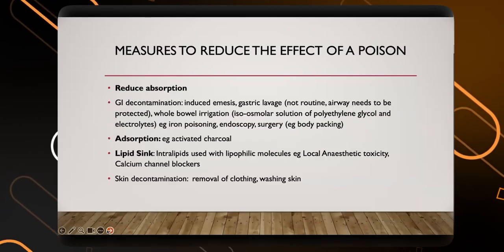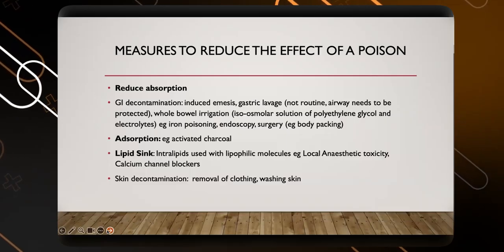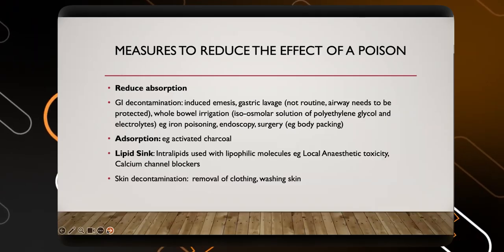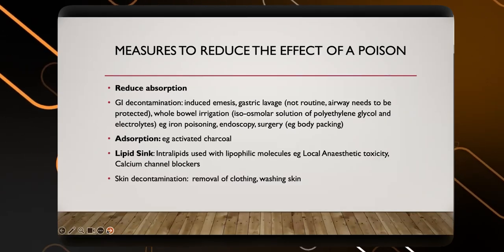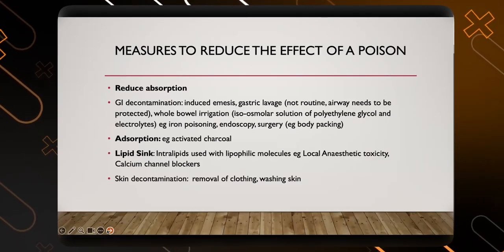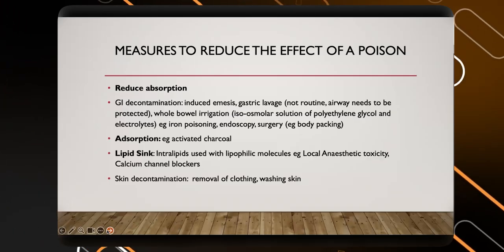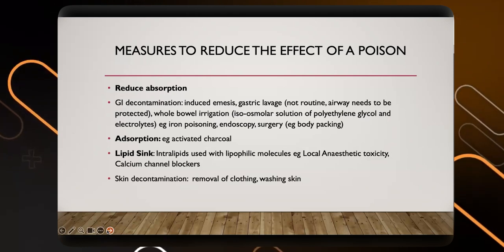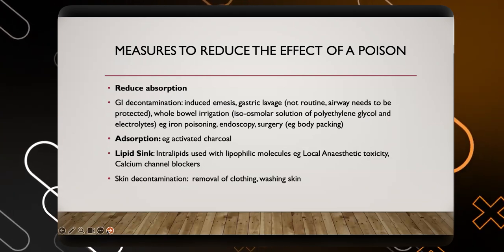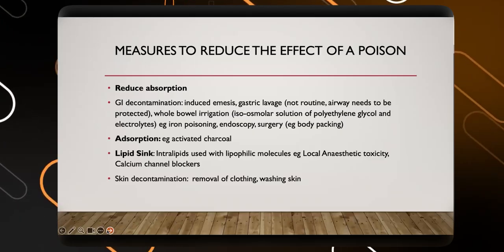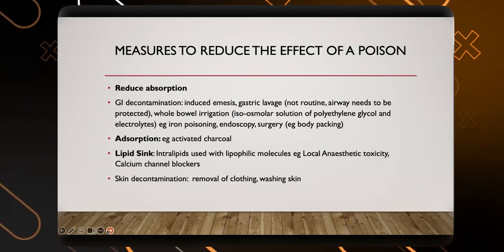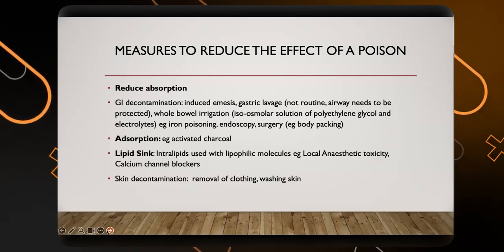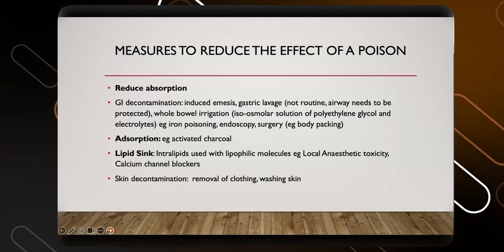Now, what are the measures to reduce the effect of a poison? Firstly, to reduce absorption, by either GI decontamination, which is induced emesis or gastric lavage. It is not very routinely recommended to do gastric lavage because the airway needs to be protected for that. Whole bowel irrigation, an isoosmolar solution of polyethylene glycol and electrolytes, is used in, for example, iron poisoning. Others include endoscopy and surgery, for example, in body packing. These are all the methods to try and reduce GI absorption.